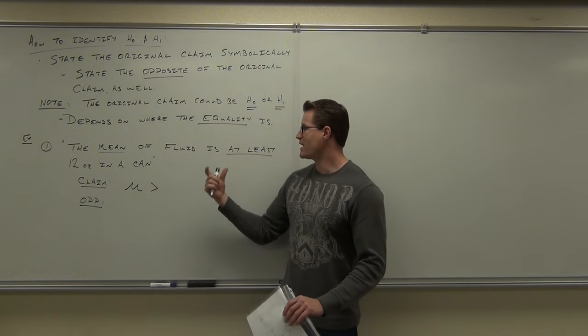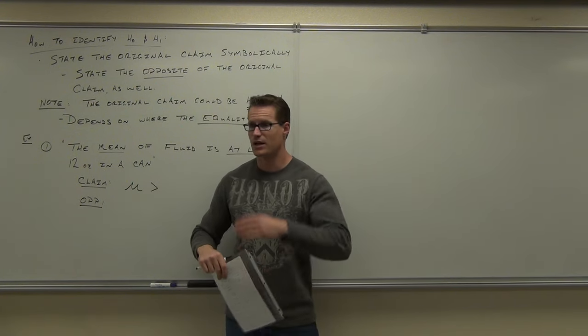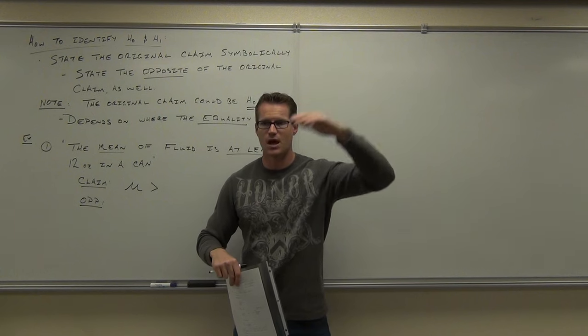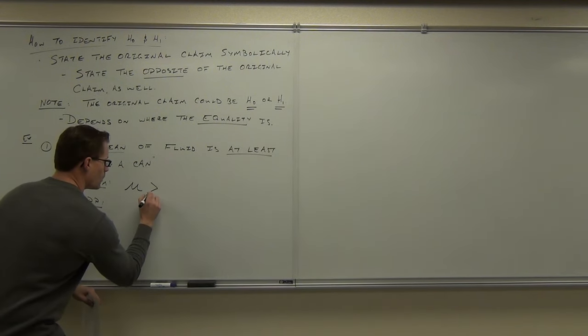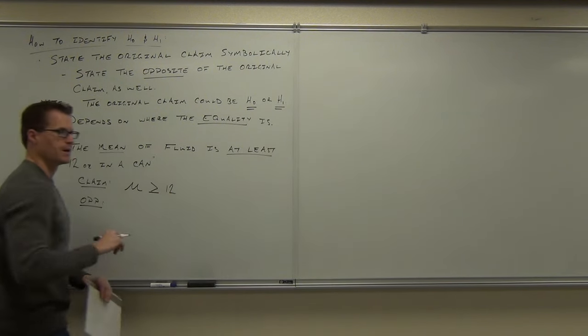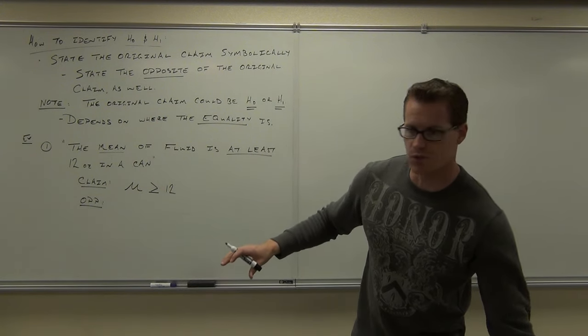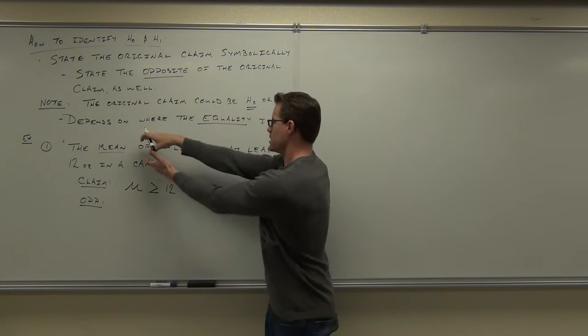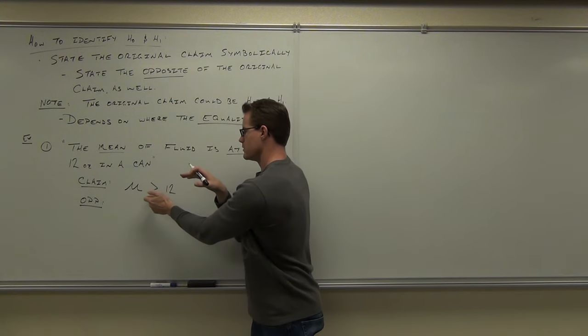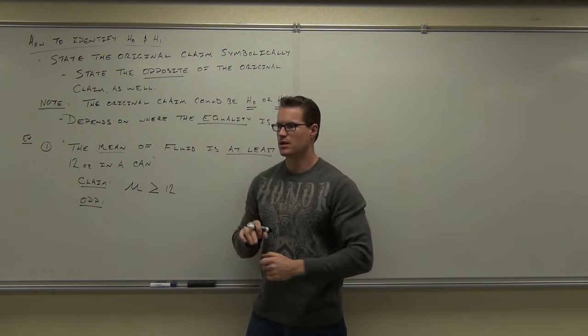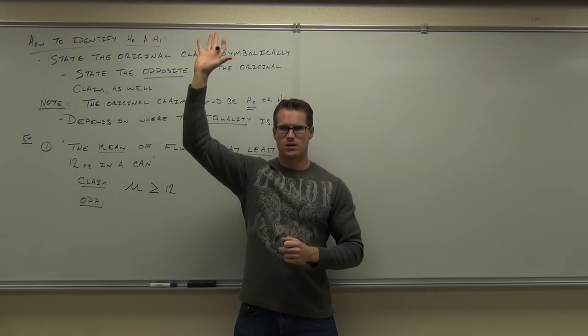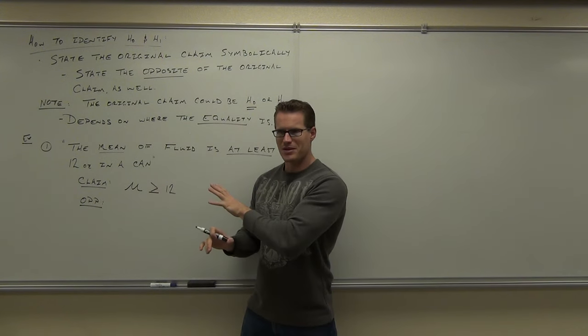If I say I have at least 12 ounces, that means I could have 12 or more. Does that make sense? That gives you that equality right there. Now, that's all you have to do to translate your statement into your claim. This is your claim. The mean of fluid is at least 12 ounces. Mean, at least 12 ounces. How many people feel okay with that so far? Good, all right. You okay with the claim?